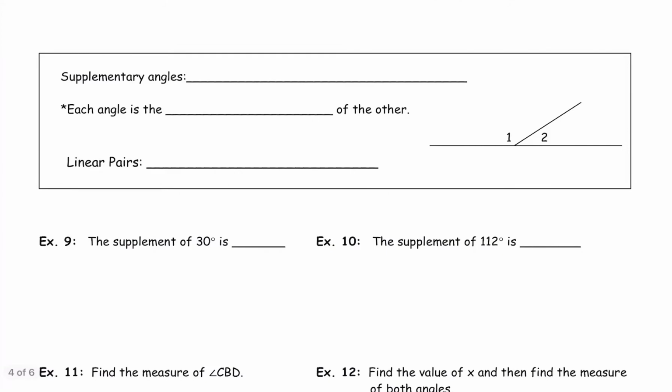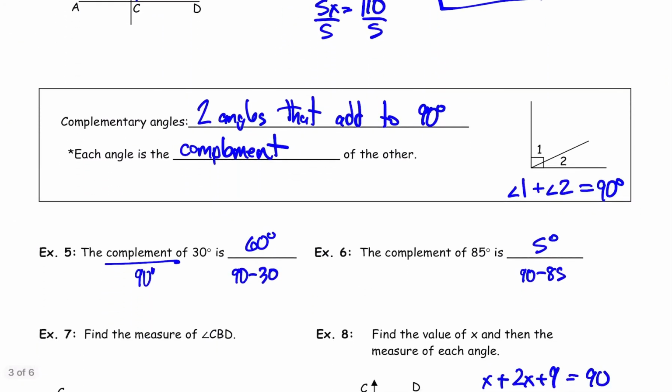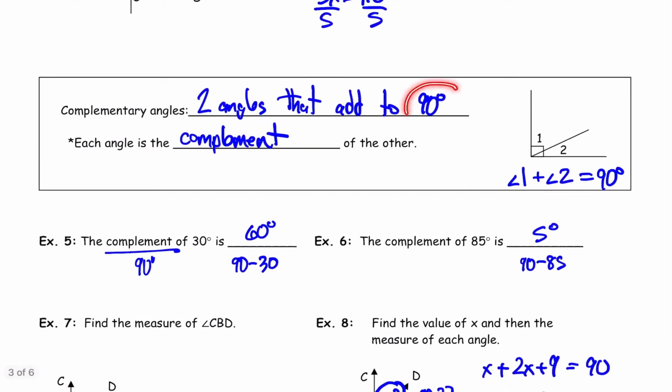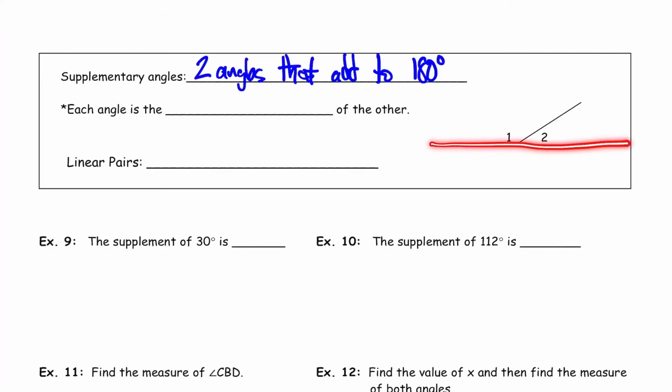All right, the last thing we'll do today is called supplementary. So a quick review, I'm going to flip back. Complementary, two angles that add to 90 degrees. You can tell by looking at the picture. 90 degrees, right angle. Supplementary, as you can tell by the picture, probably already, will be two angles that add to 180 degrees. Right? You can tell that because they form a straight line.